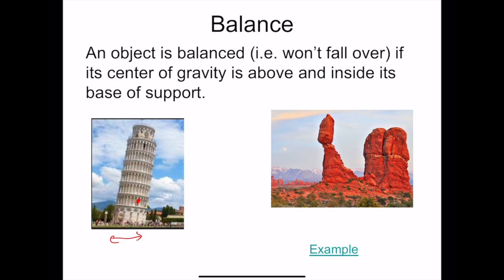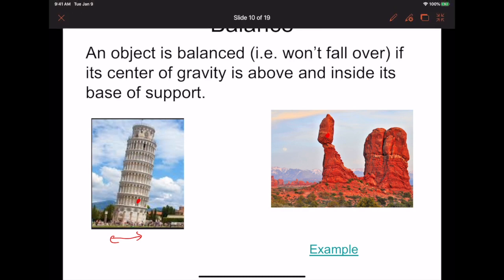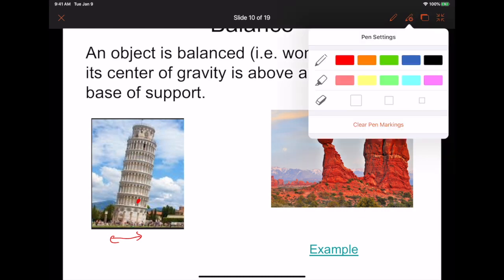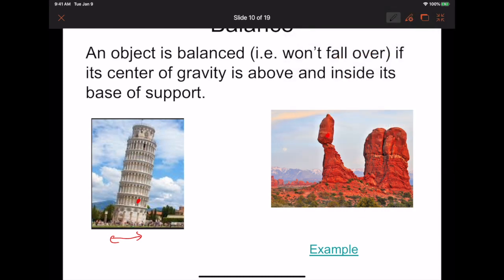Another example is this beautiful rock. This is called Balance Rock. I believe there's a state park named after it, the Balance Rock State Park in Utah. It looks like this piece on the left is going to fall over, but its center of mass is well over the base of support. Let me see if I can get a different color here. Its center of mass is well over the original base of support, which is this. So it's not in danger of falling over.